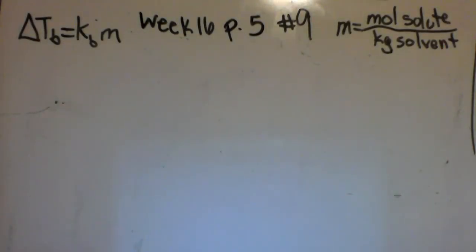Number 9 on page 5 of your homework sheets for week 16 reads, what is the boiling point elevation when 11.4 grams of ammonia is dissolved in 200 grams of water? The boiling point constant for water is 0.52 Celsius degrees per molal. Again, we need the boiling point elevation equation. We also are looking at molals, so we're going to keep the molality equation. We're given the solute, which is 11.4 grams of ammonia.